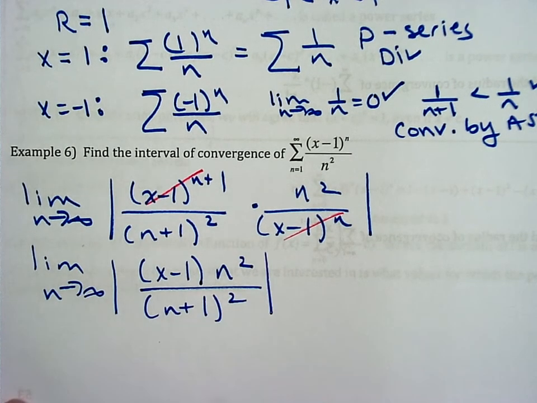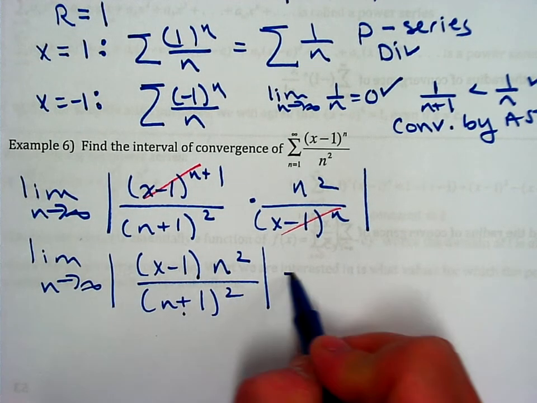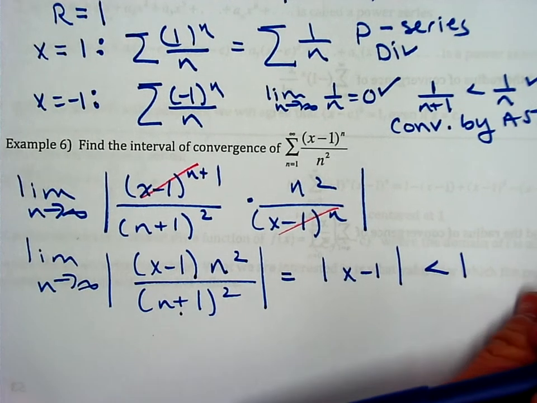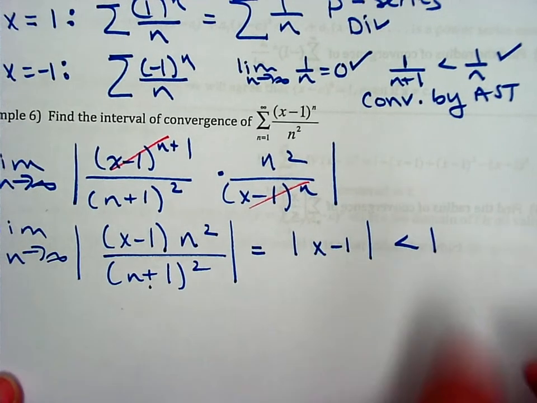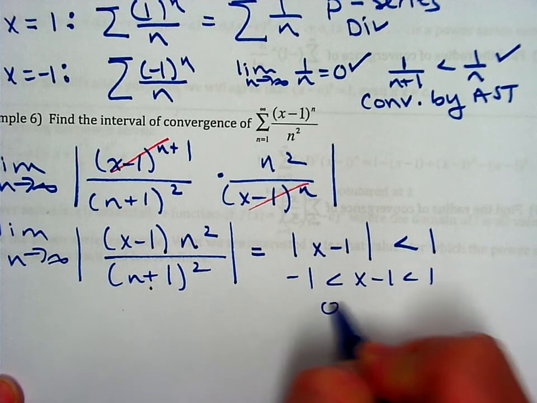Now take the limit. n squared, n squared. The ratio of lead coefficients is 1. This is my inequality that I need to solve. The ratio test says it only converges if it's less than 1. Let's solve this inequality. So this is my inequality.